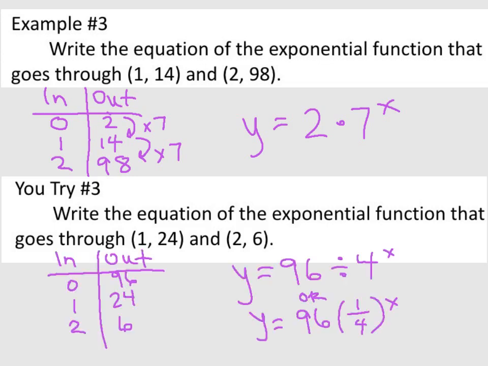And if you did everything right, you should have gotten y equals 96 divided by 4 to the power x. Or if you wanted to write your common ratio as a fraction, y equals 96 times 1/4 to the power x.